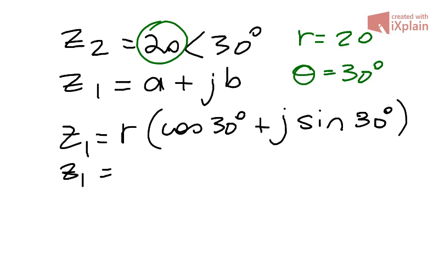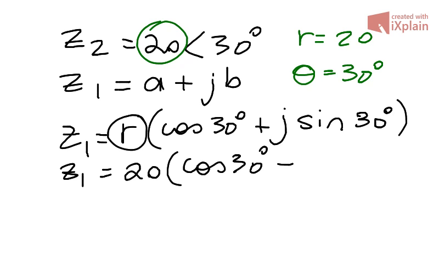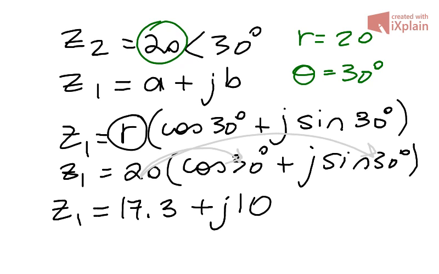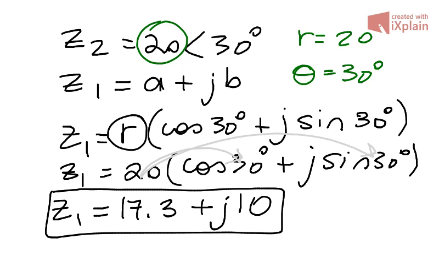So let's replace the r with that 20. And then, of course, we need to expand 20 times the cosine of 30 degrees, 20 times sine of 30 degrees. Once we do that calculation, we get 17.3 for the real part, or A, and we get 10 for the imaginary part, or B.